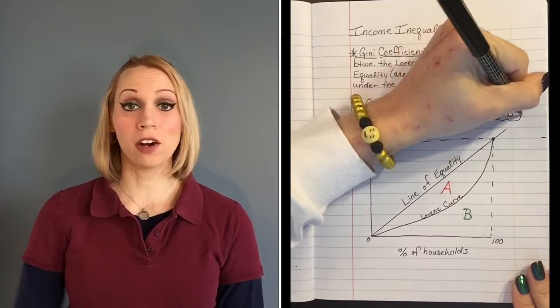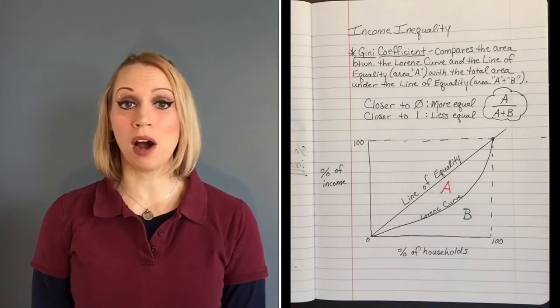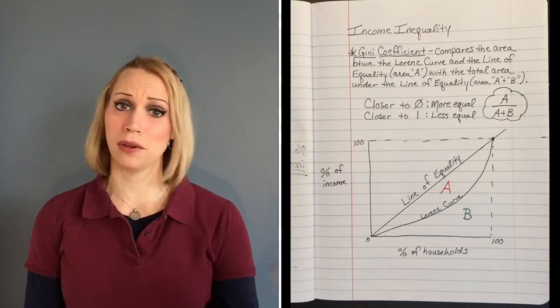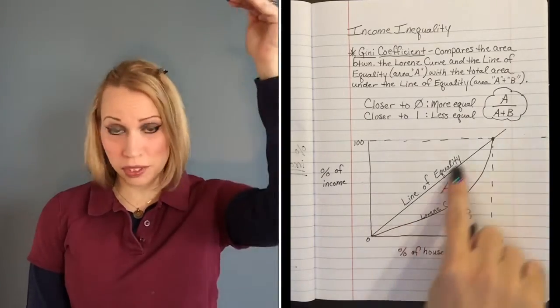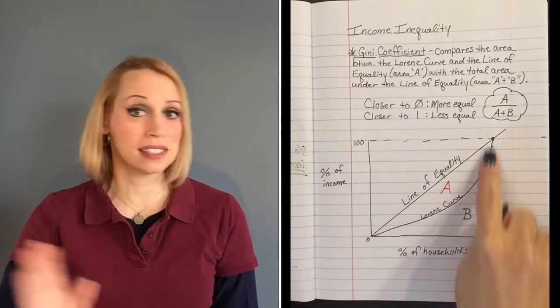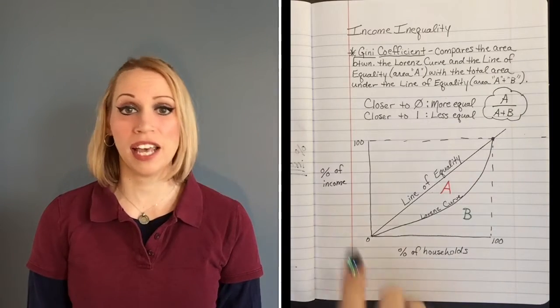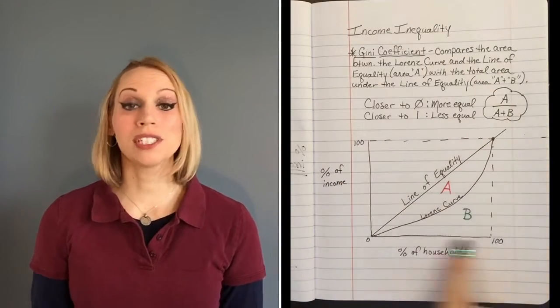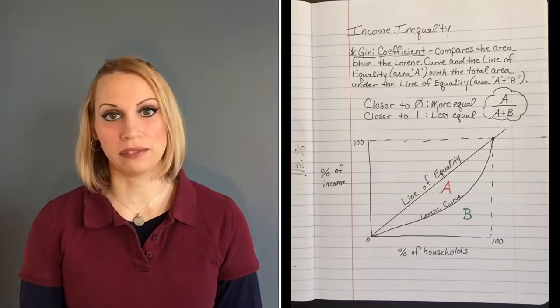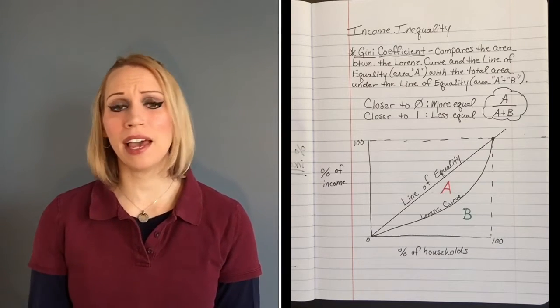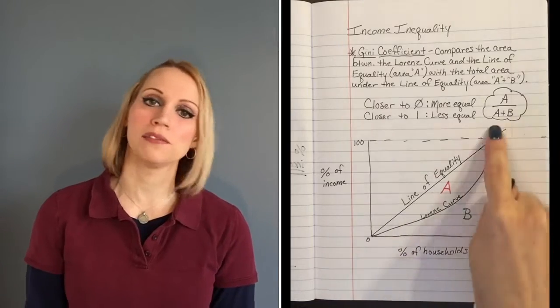If you notice, the area that is under the line of equality is a triangle, right? And we totally know how to do the area of a triangle. So if on our graph we have 100% of the income on the y-axis and 100% of households on the x-axis, we're going to do 100 times 100, which is 10,000, and half of that, which is 5,000. So we'll say that area under the line of equality is 5,000.